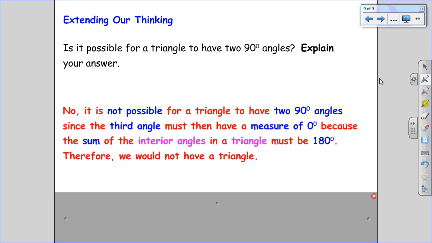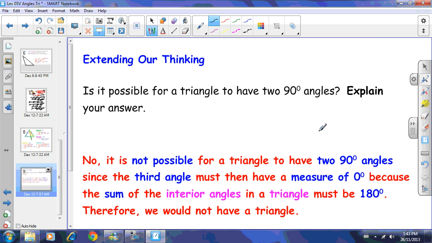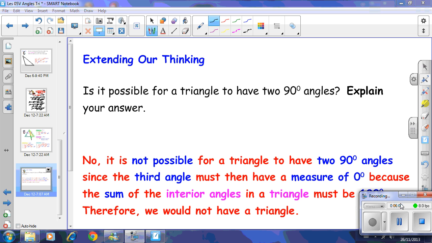Because then you would not have a triangle, because you'd have two right angles and you could not have a third side.